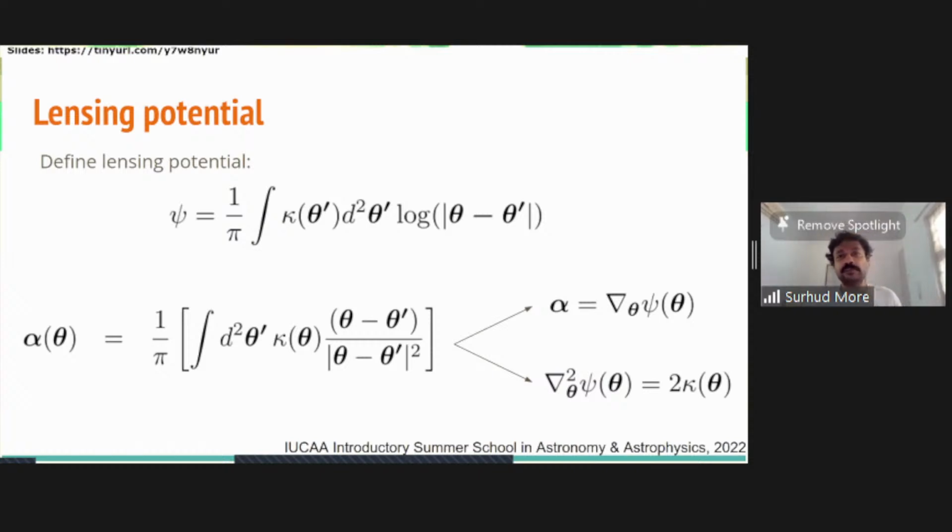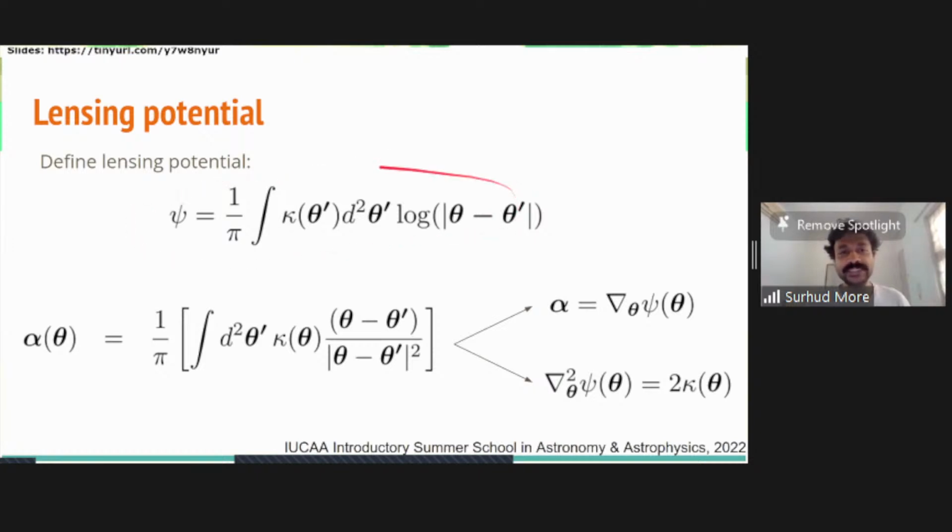Now, this lens equation seems complicated, right? Because you have to do these kinds of vector manipulations and integrations, which are written in vector form. This alpha of theta is 1 over pi, then the integral of this quantity. So it turns out that instead of having to work with these vector quantities, you can also work with a scalar potential, which is psi here.